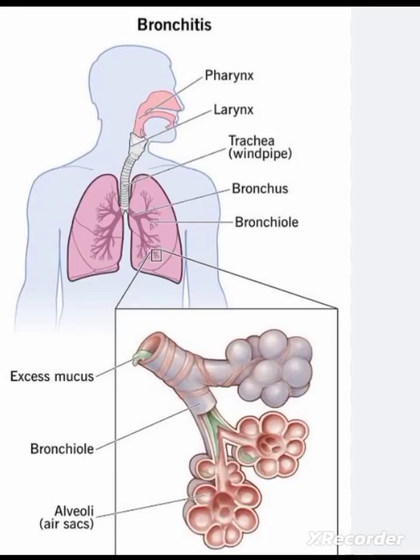Bronchitis. Bronchitis means it is the inflammation of the bronchi in the lower respiratory tract, mainly due to infection. Bronchitis is divided into two forms, that is acute and chronic bronchitis.